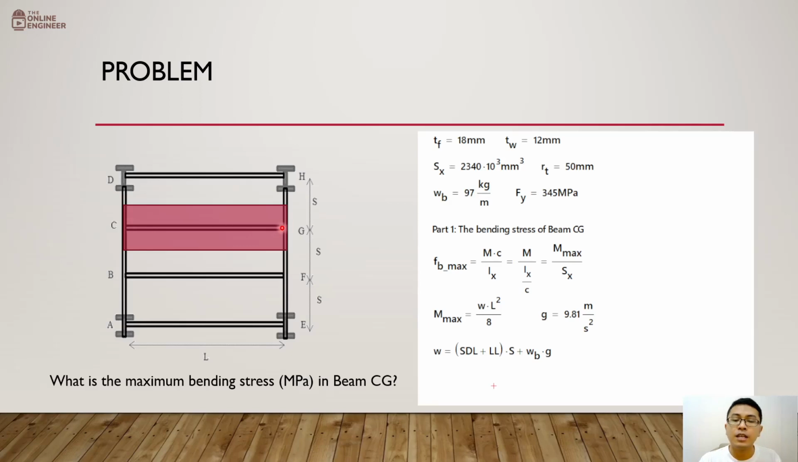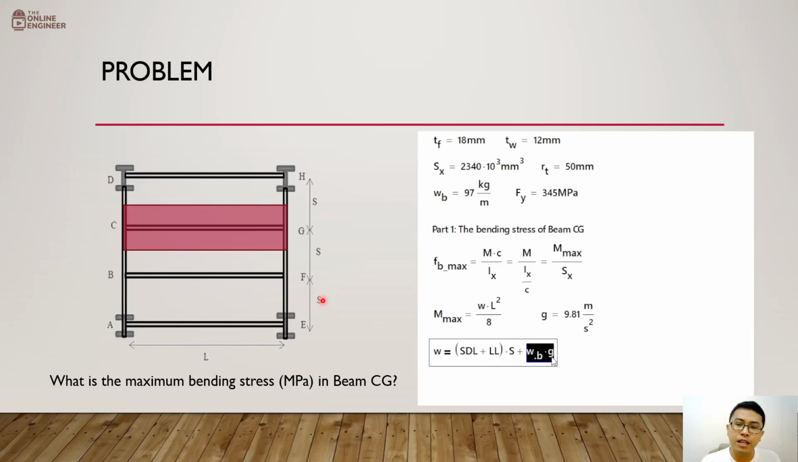CG is at the middle, so its tributary width is 1/2 of the spacing to the adjacent beam. So this would be S over 2 over here. And it also has S over 2 to the other side towards beam BF. So all in all, the tributary width is S over 2 plus S over 2, that would be a total of S. So that is why here we just get the sum of these two different loads multiplied by the tributary width to give us the distributed load in kilonewton per meter.